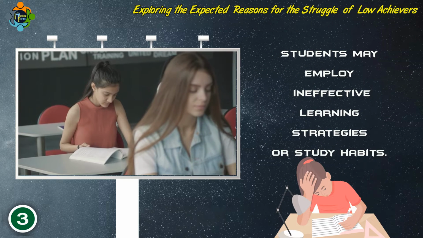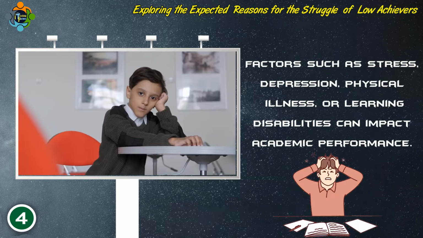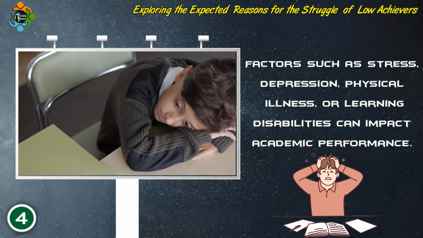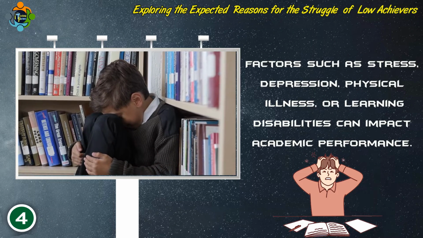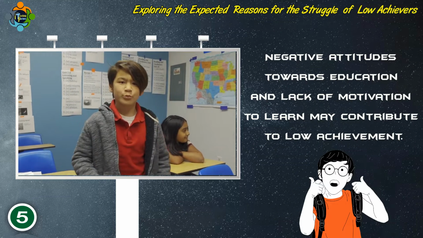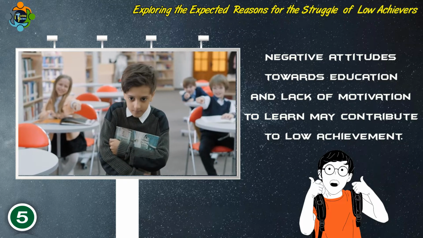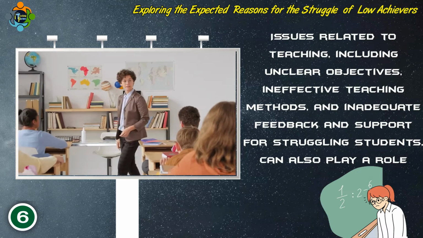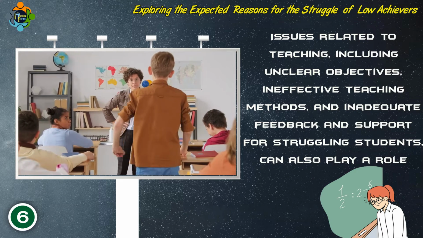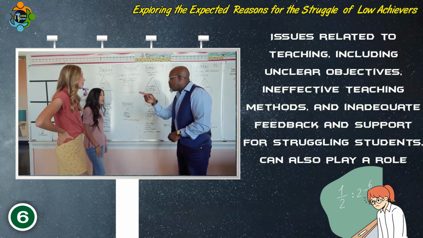Number 3. Students may employ ineffective learning strategies or study habits. Number 4. Factors such as stress, depression, physical illness, or learning disabilities can impact academic performance. Number 5. Negative attitudes towards education and lack of motivation to learn may contribute to low achievement. Number 6. Issues related to teaching, including unclear objectives, ineffective teaching methods, and inadequate feedback and support for struggling students, can also play a role.